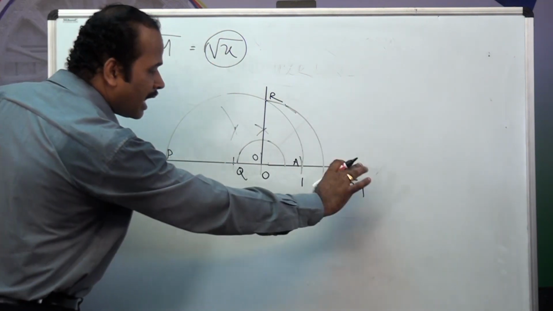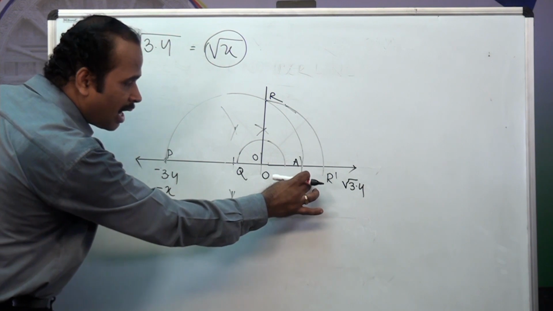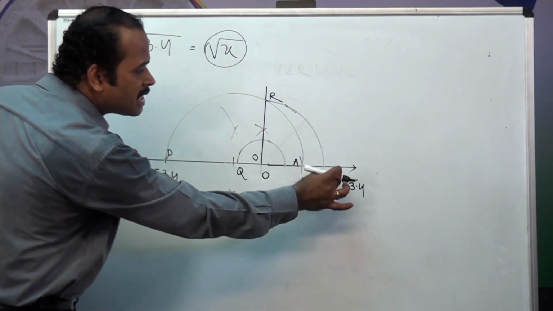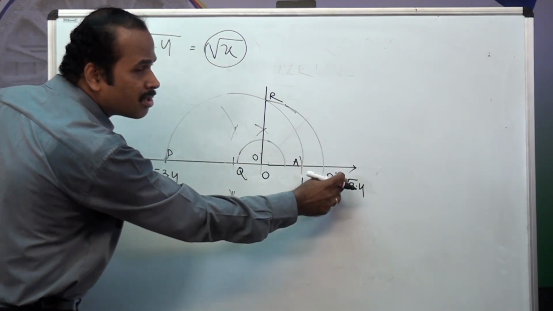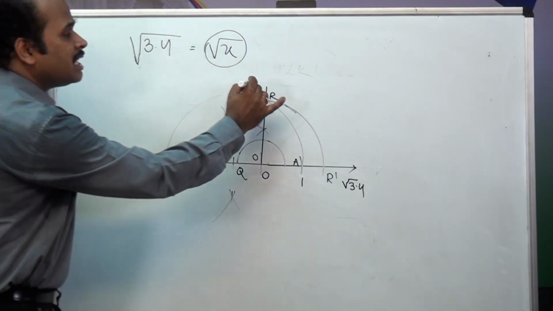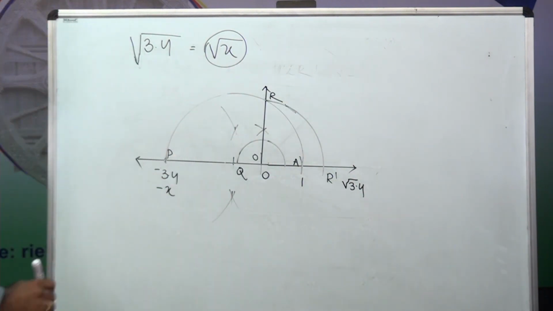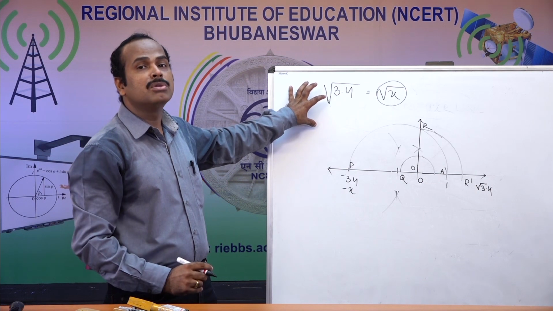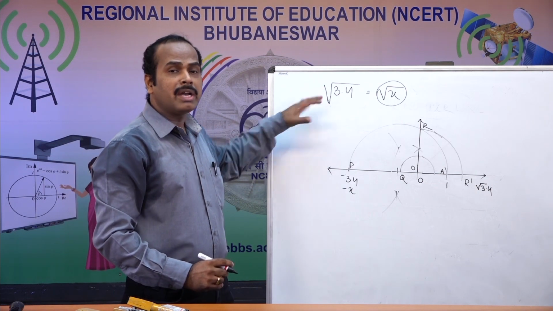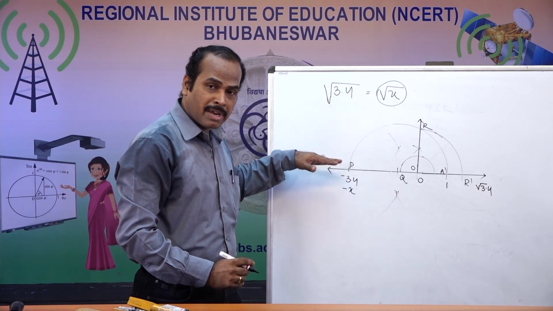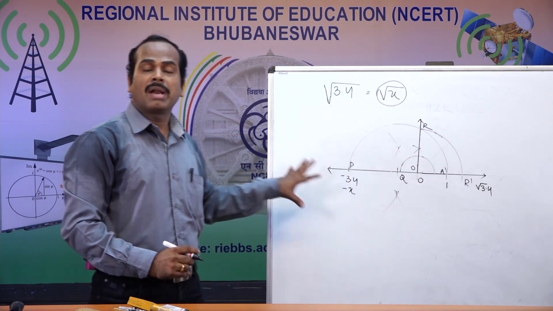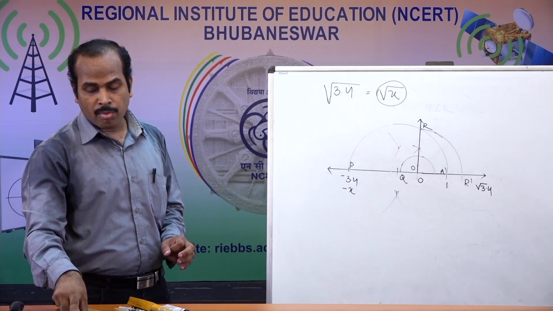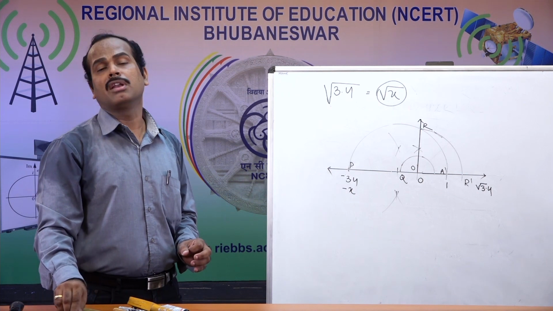On this number line, this is 0, this is 1, this is minus 3.4, and this point R dash is the square root of 3.4. In this way, we can represent the irrational form of any decimal number on the number line. So this is the way we present irrational numbers on the number line.